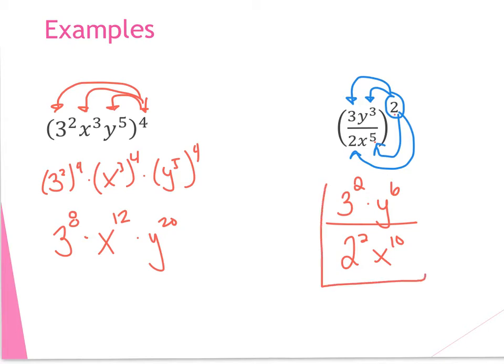And so there is our simplified answer there. So the whole idea there is that if it has something, we just multiply the two exponents together. If it doesn't, then we just apply the exponent.